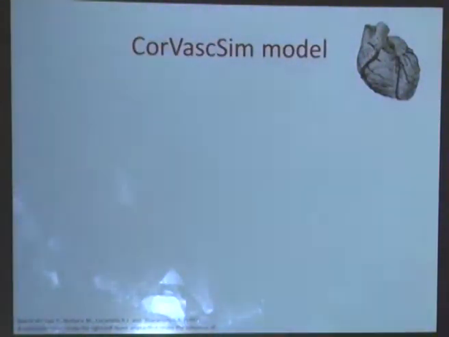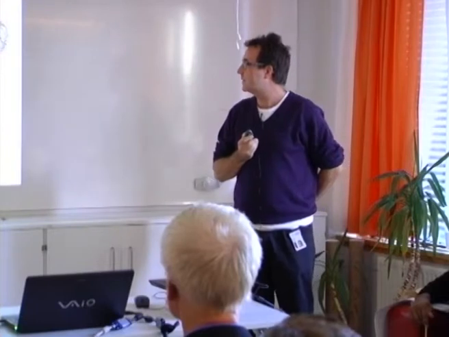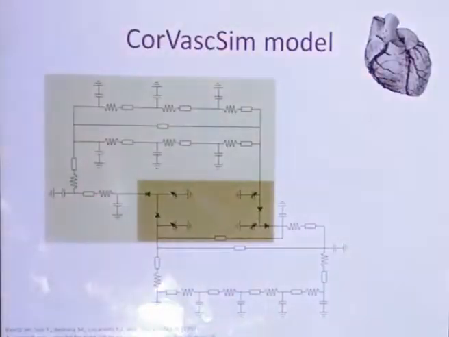I've been programming a model of the cardiovascular system for the last 10 or 15 years, and it's really an electrical analogy of the circulation. It's based on an article written by a researcher in the US called Ying Sun, and I have further developed this model. And as you can see, there are electrical components like resistors, solenoids, and capacitors.